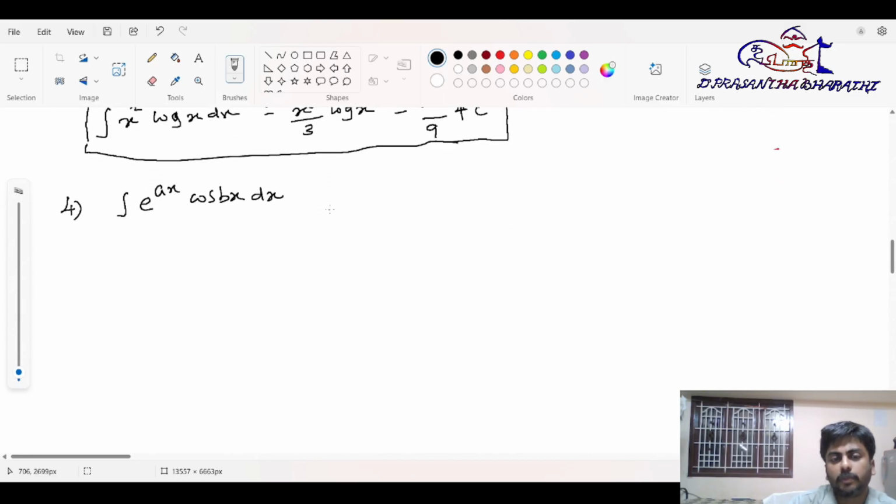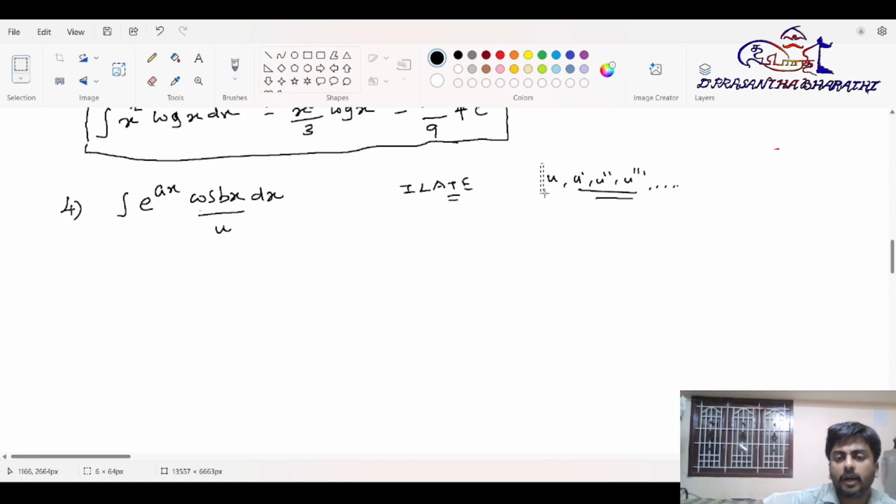In this it is not possible to apply the Bernoulli's formula, because according to ILATE, the trigonometric function should be chosen as u. So when I choose this as u, u dash, u double dash, u triple dash, etc. can be found, but none of these will become 0. So it is not possible to apply the Bernoulli's formula. So we are going to solve it by using integration by parts.